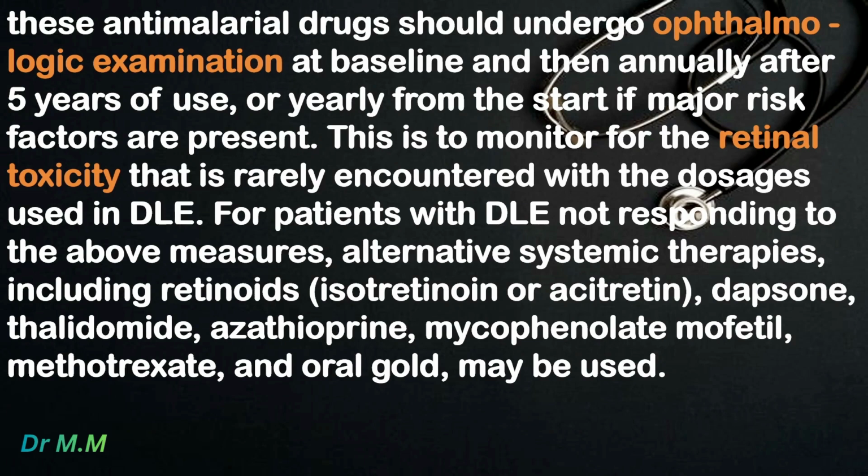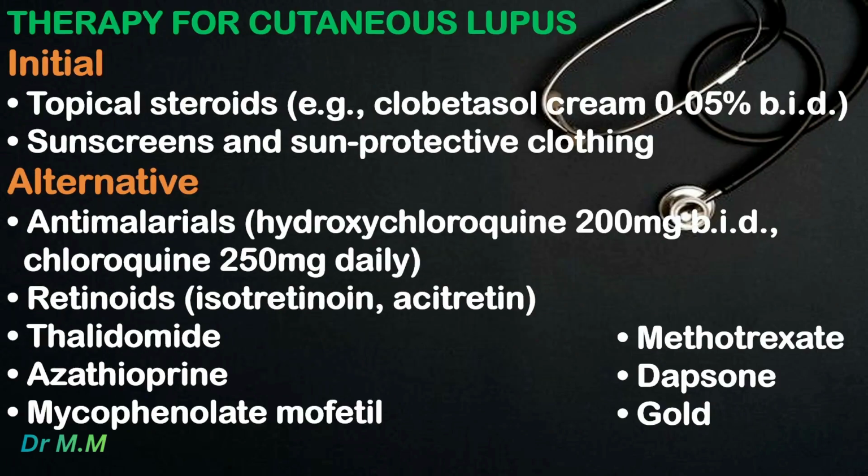This is to monitor for the retinal toxicity that is rarely encountered with the dosage used in Discoid Lupus Erythematosus. For patients with Discoid Lupus Erythematosus not responding to the above measures, alternative systemic therapies including retinoids like isotretinoin or acitretin, dapsone, thalidomide, azathioprine, mycophenolate mofetil, methotrexate, and oral gold may be used.